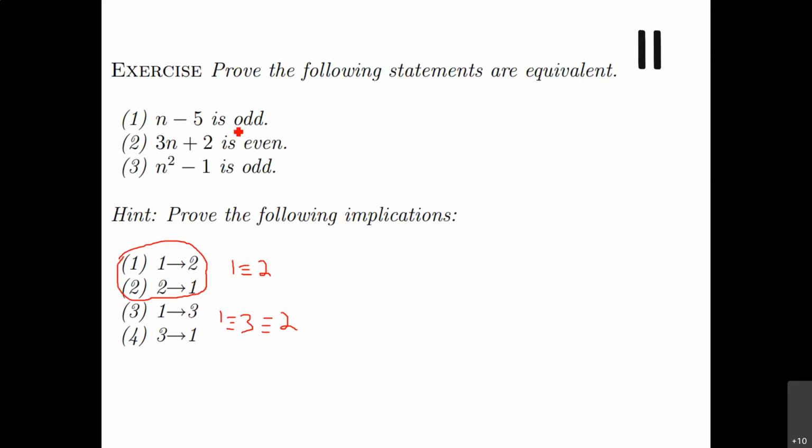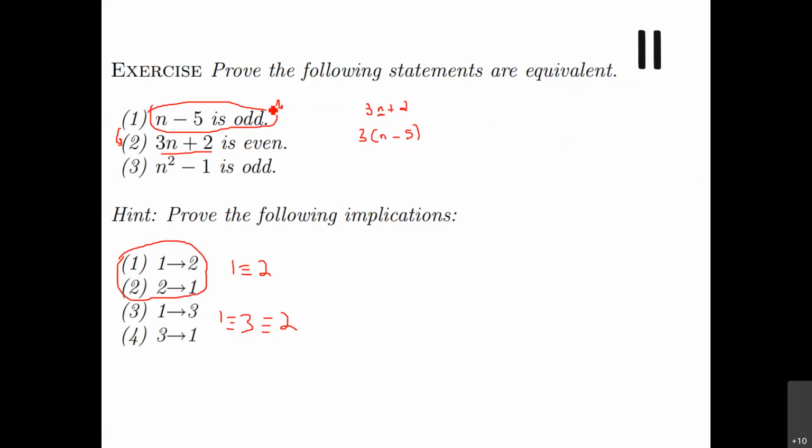Usually when you remember, this is an implication. So you're given 1 as given, and you want to reach 2. In order to make use of your given, you have to try to find it in 3n plus 2. So we want to prove that 3n plus 2 is even. Again, to make use of my given, I have to find the n minus 5 somewhere here. Well, I have n here.